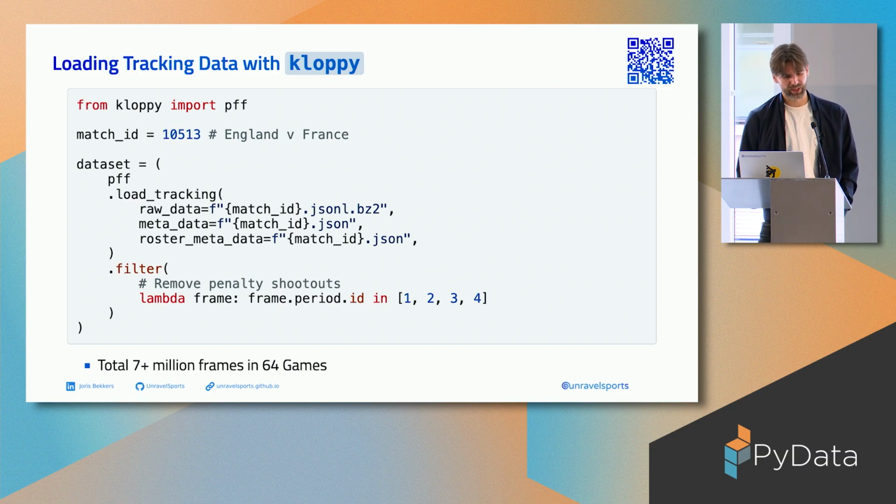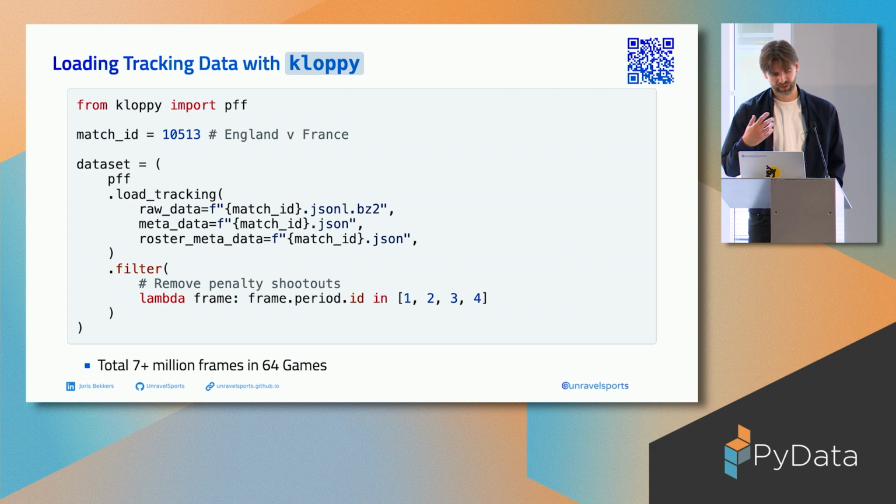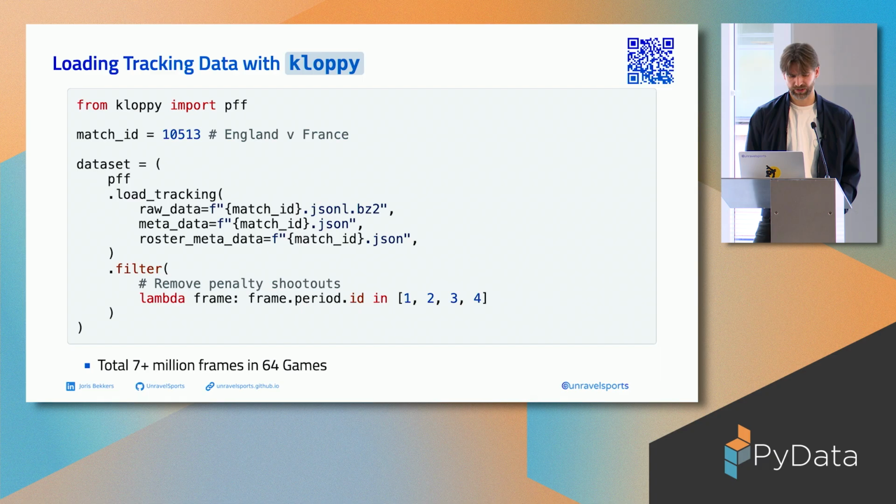We have Kloppy, we import PFF. PFF is one of the data providers. If you want to use a different data provider, you just have to change out PFF for something else. It has a load tracking and generally also a load event functionality to load the event data, and we feed it the location of the raw data, metadata, and roster information. And then this isn't really necessary, but I wanted to show some Kloppy functionality, so you can filter right on top of the data set.